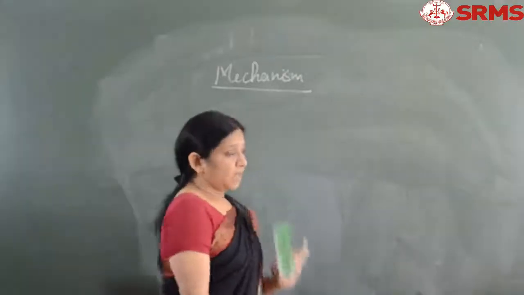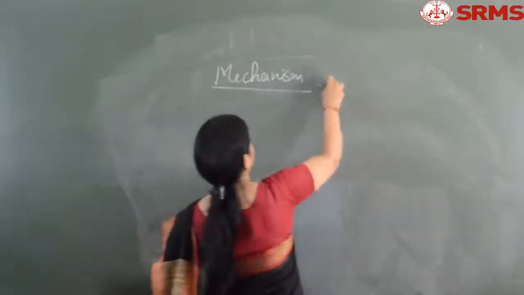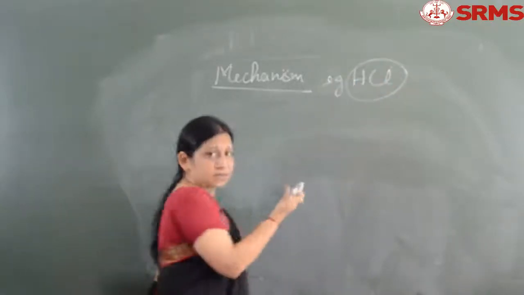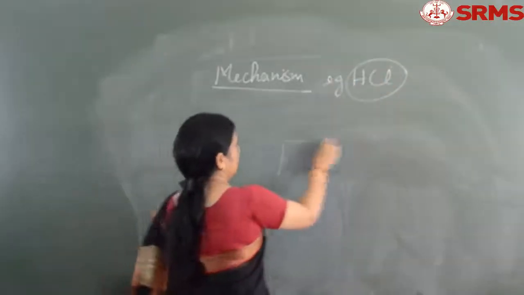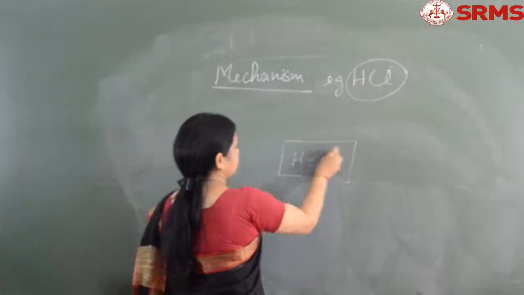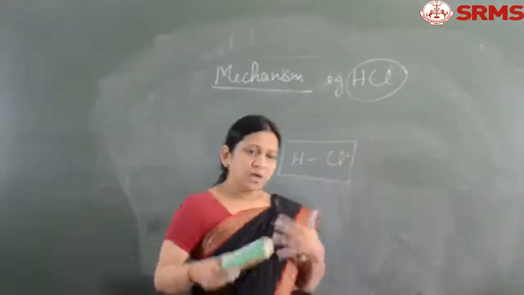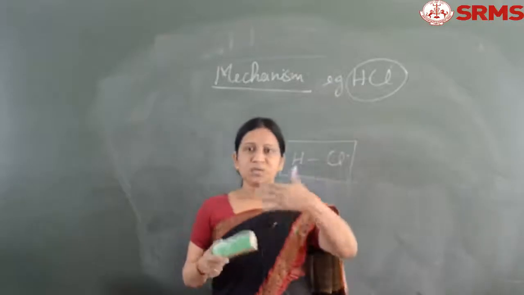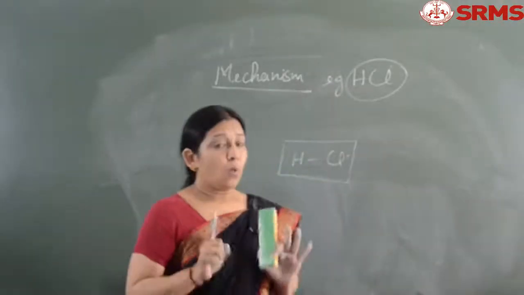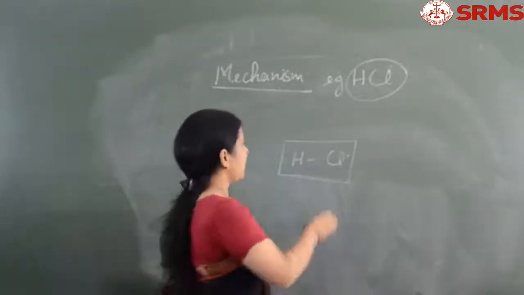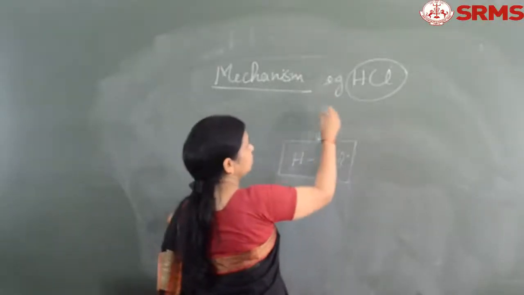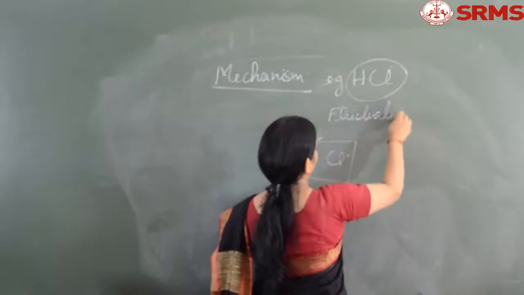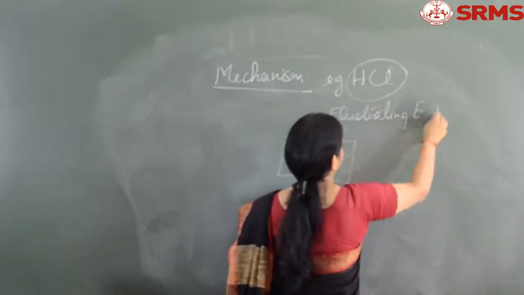Now regarding the mechanism, for example, if I have an HCl molecule, again it is a diatomic molecule. Now if this is the molecule of HCl, because we are discussing rotational spectra, that means this molecule is spinning on its axis. While it is spinning on its axis, it is going to produce a fluctuating electric field.